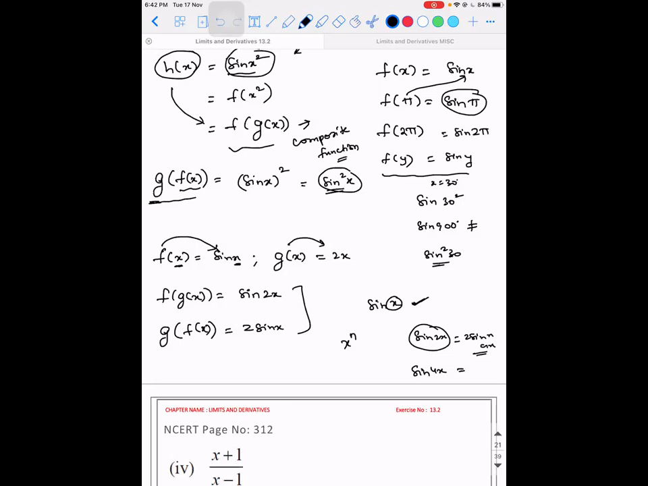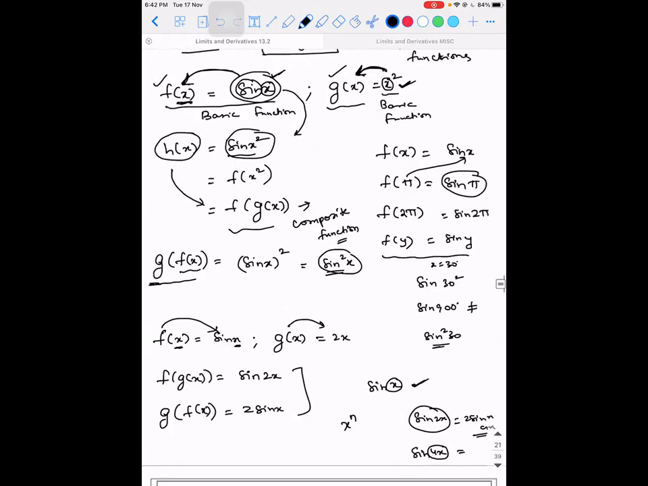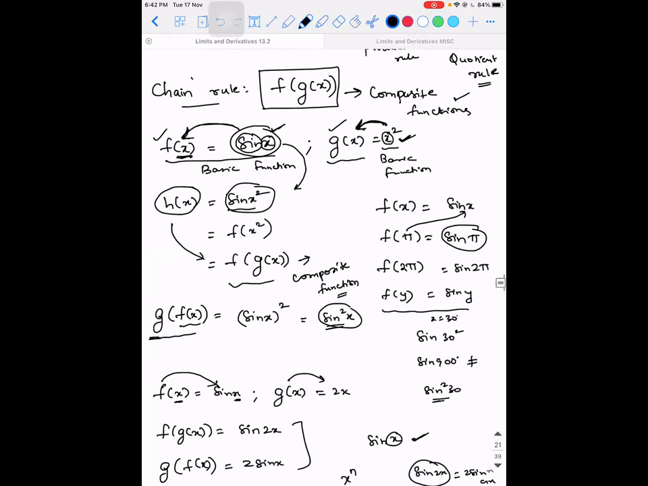So as I keep increasing the multiplicative factor, the coefficient of x or the power of x, it becomes a composite function. So this chain rule is a concept. I told you, right? There is something called the chain rule. This chain rule is a concept which is used to differentiate functions called composite functions.